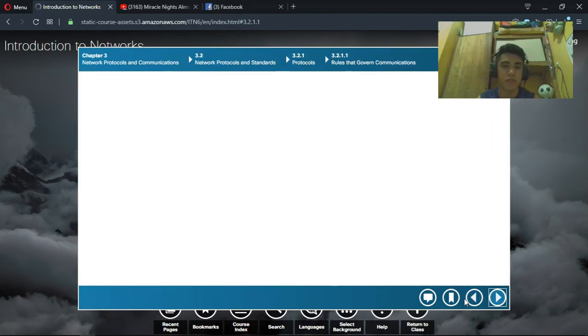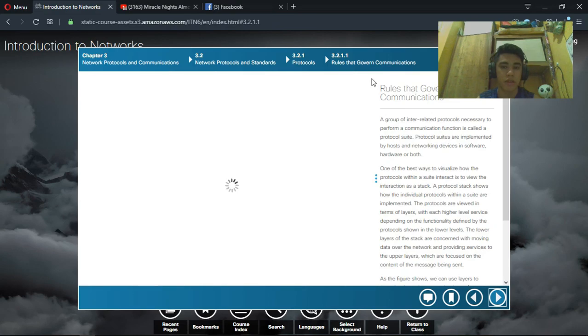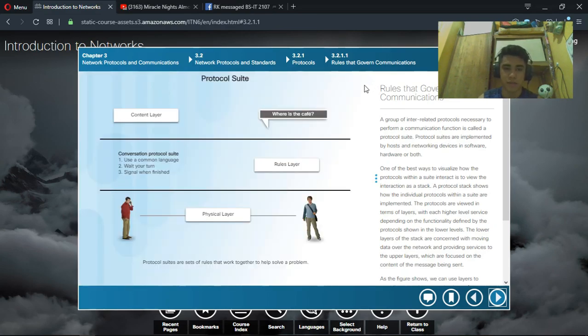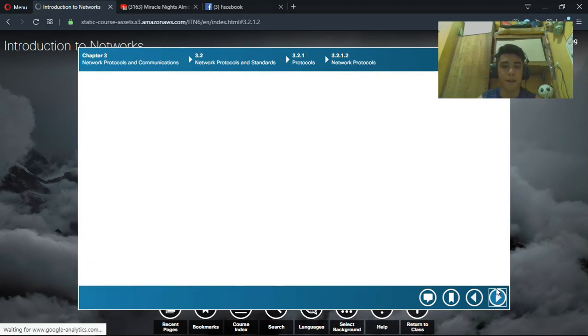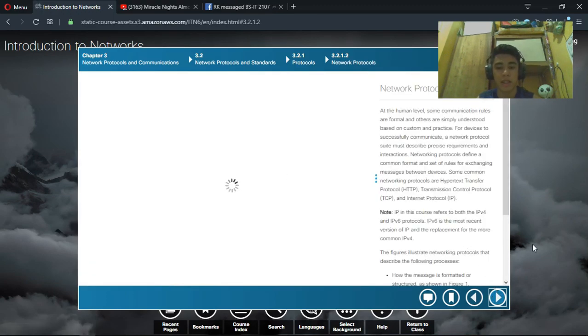Okay, let's proceed. Rules that govern communication. A protocol suite uses a common language, waits its turn, and signals when finished. Okay, physical layer. Then proceed. Network protocols.